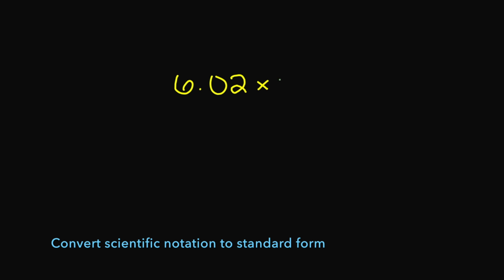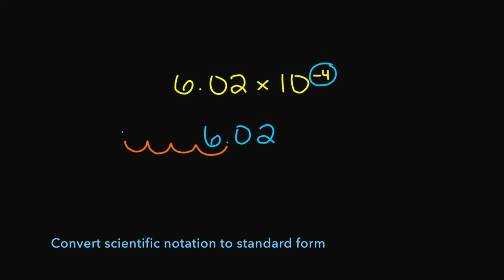6.02 times 10 to the negative 4th power. Since my exponent here is negative, I know I need to move my decimal 4 places to the left. So we're going to start here. We're going to do 1, 2, 3, 4. It puts us right here. So now I'm going to go ahead and fill in my spaces with zeros. So we have a 0 here, here, and here. So you're going to get 0.000602.